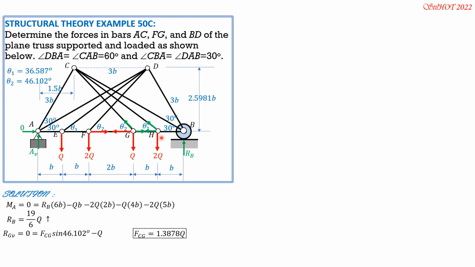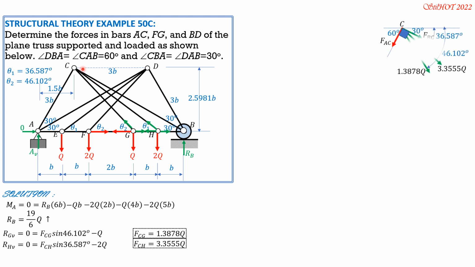Then at joint H, these are the forces. So sum of forces vertical equals 0. So F_CH sine of theta 1, F_CH sine of 36.587 upward, then minus 2Q equals 0. So F_CH is equal to 3.355Q. Then we draw the FBD of joint C.